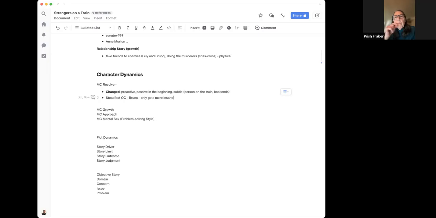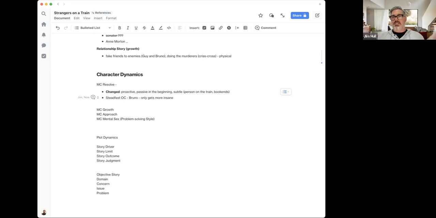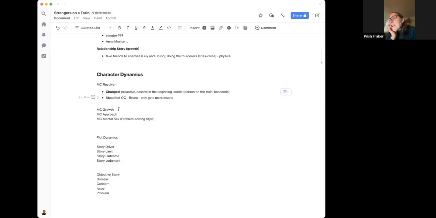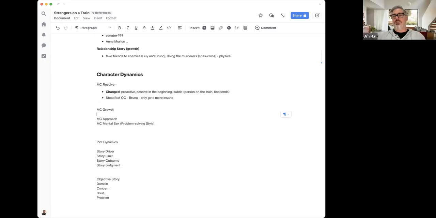Yeah, that's really a good point. Excellent. You don't want him to be the same, right? So even though it's steadfast, it's not like he's the same. He's getting insane. He goes through it. And it's by virtue of his steadfastness that Guy finally has to take action and do something about it, like even walking by police officers that are there waiting for him.